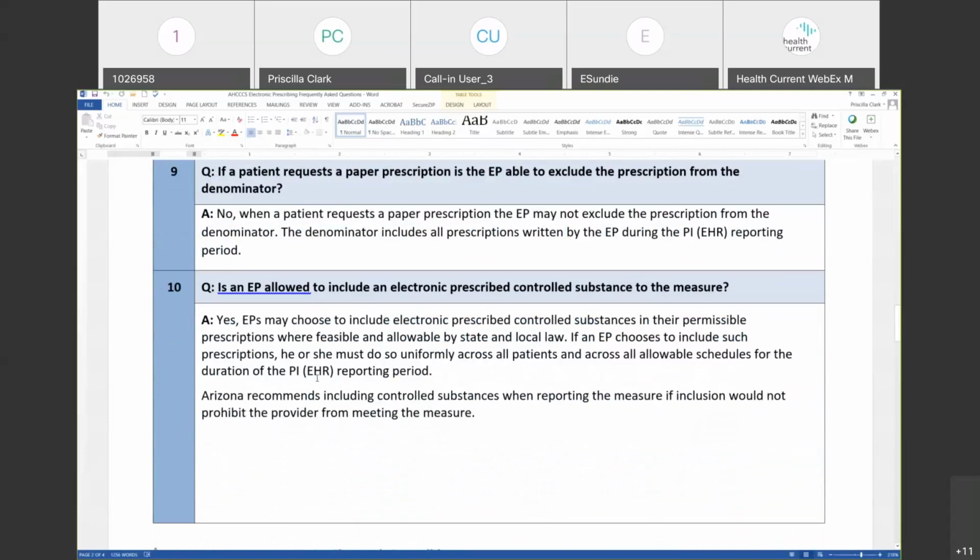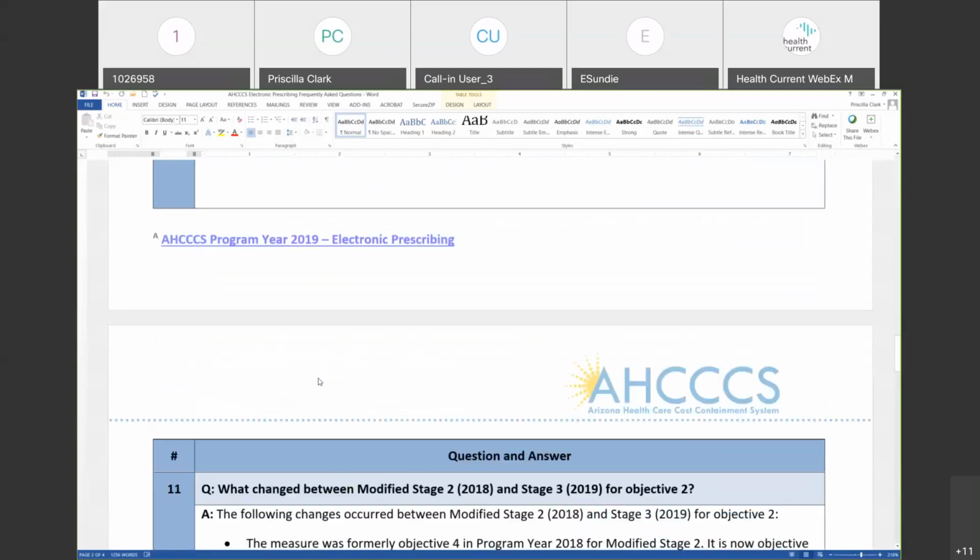Question 10, is an EP allowed to include electronic prescribed controlled substances in the measure? Yes, EPs may choose to exclude electronic prescribed controlled substances in their permissible prescriptions where feasible and allowable by state and local law. If an EP chooses to include such prescriptions, he or she must do so uniformly across all patients and across all allowable schedules for the duration of the PI reporting period. Keep in mind that the state of Arizona recommends including controlled substances when reporting the measure if inclusion would not prohibit the provider from meeting the measure.